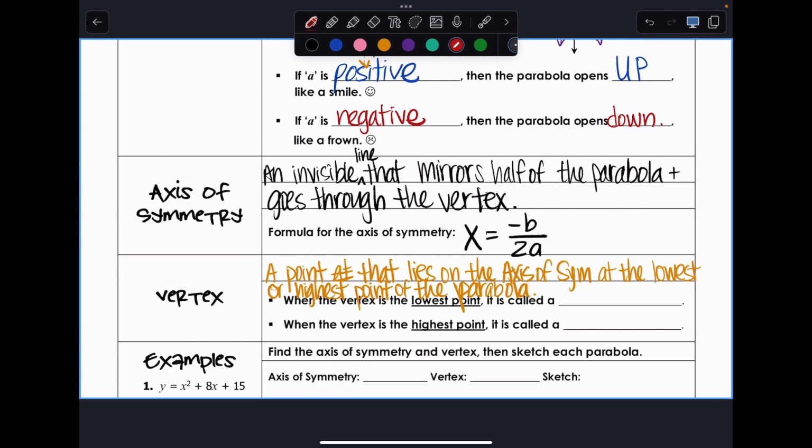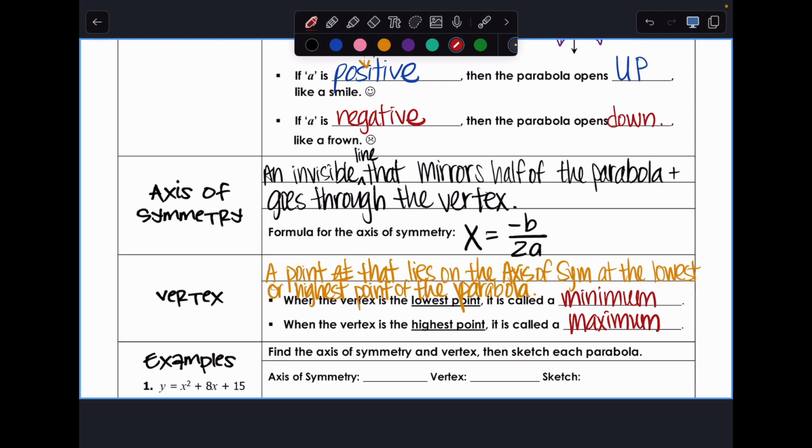When the vertex is the lowest point, it is called a... I'll give you 2 choices. Minimum or maximum? Minimum. The valley is always a minimum. And then the highest point, the peak of the mountain, if it's upside down, is called maximum. When you get to polynomials, you're going to be introduced to multiple minimums. So we don't say minimums, we say minima, or multiple maxima. So that'll be later when you guys have me for Algebra 2.